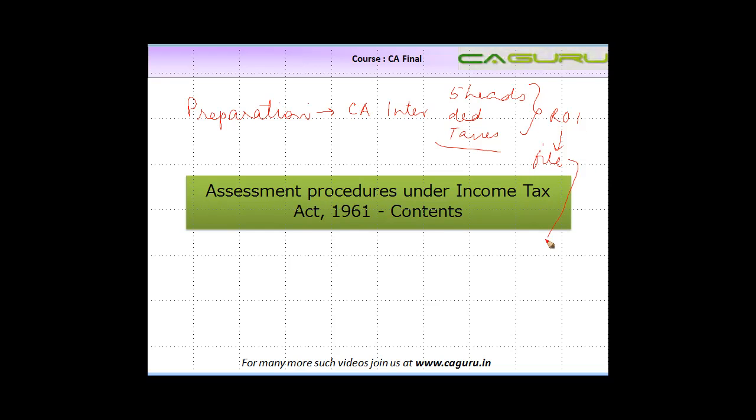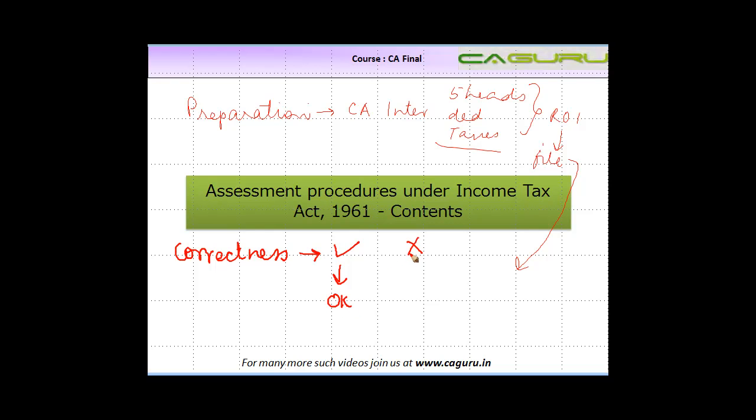Now what happens after this filing of return of income? There's a procedure by which the income tax office is supposed to examine, based on certain internal guidelines and criteria that they have, whether or not the return filed is correct or not. So the IT office checks the correctness of the return. If the return is correct, they would send you a notice or an intimation saying everything is okay.